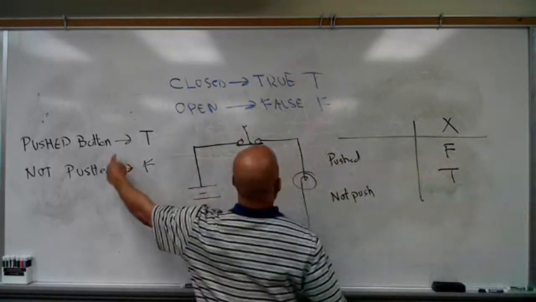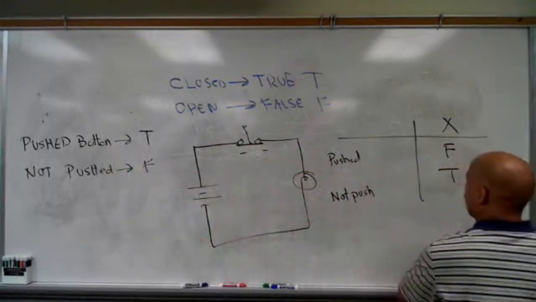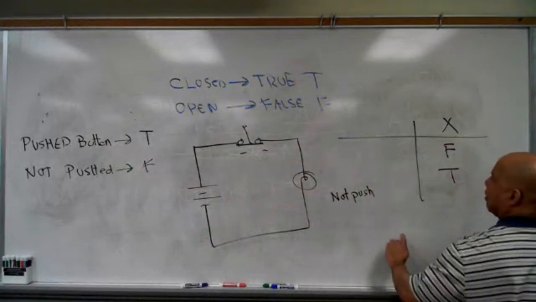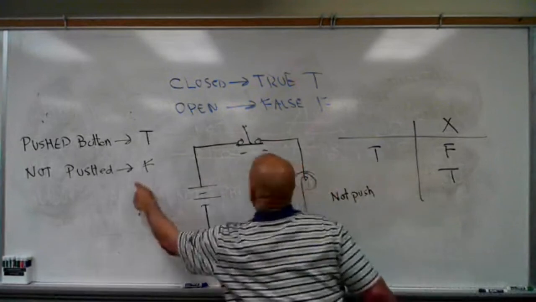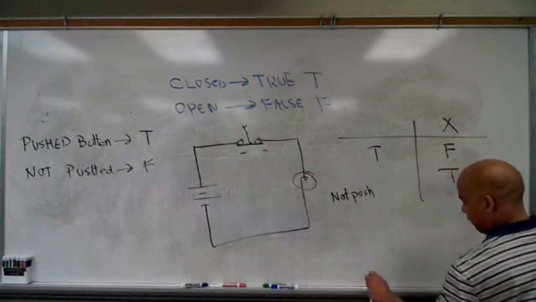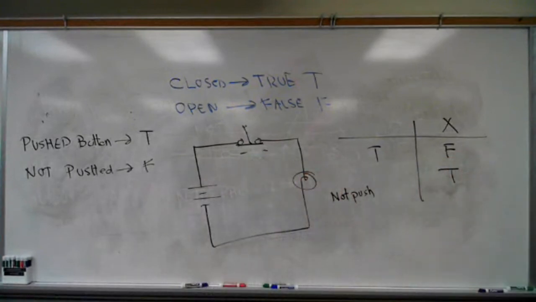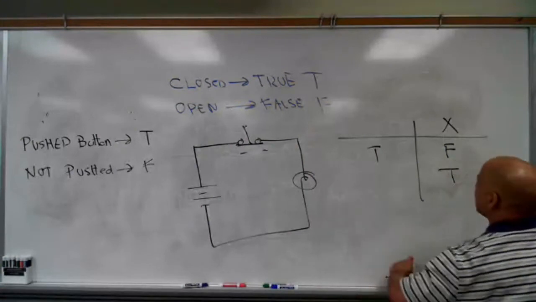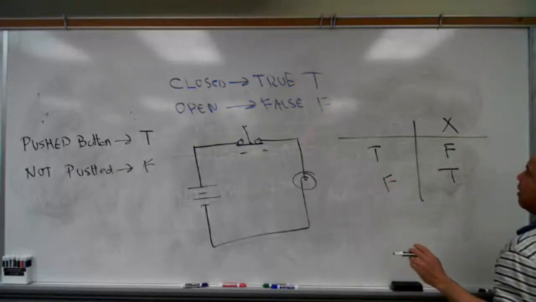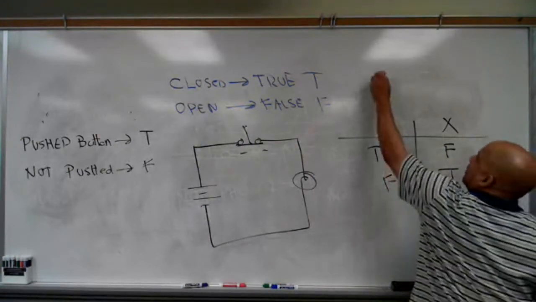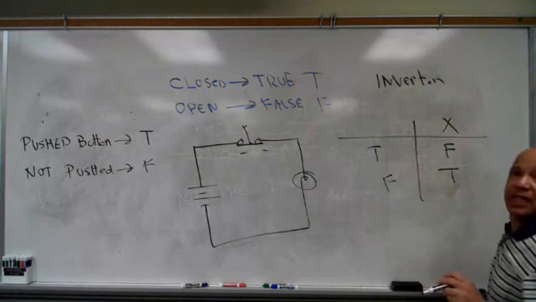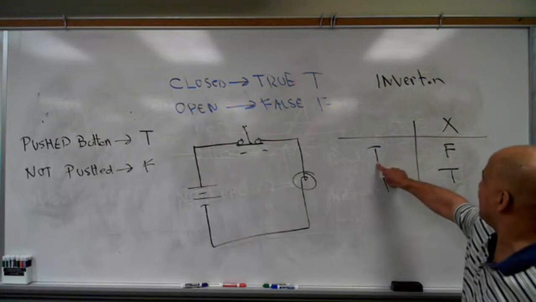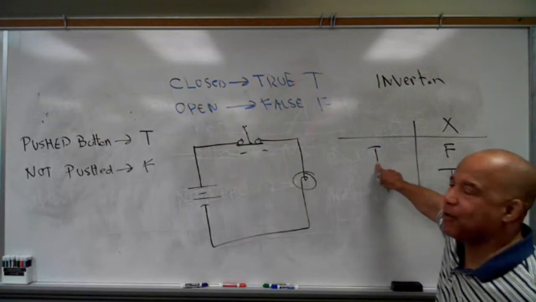But we said if a button is pushed, we're going to call it true. And if it's not pushed, we're going to call it false. Sorry, can't keep up with my erasing. Now, this is actually called an inverter, because what the NOT does is it flips the value.